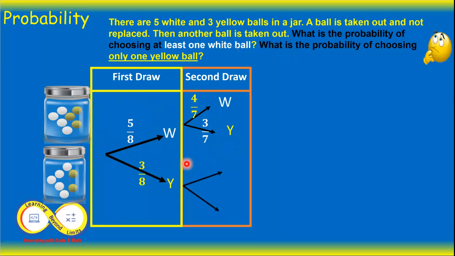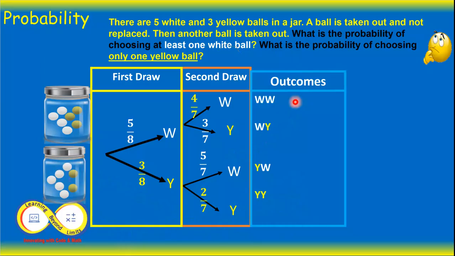If we had drawn a yellow ball to begin with, then we would have a possibility of drawing a white ball in the second draw. And so the probability of that happening would be 5 out of 7, 5 white balls and 7 balls in total. We could also draw a yellow on our second draw, and the probability would be 2 out of 7, because we have 2 yellow balls out of a total of 7 balls.